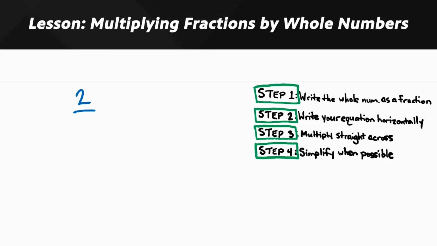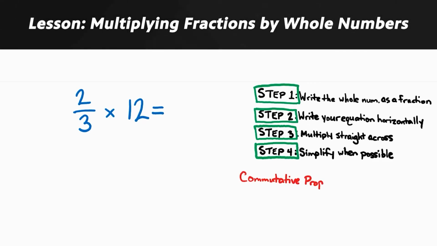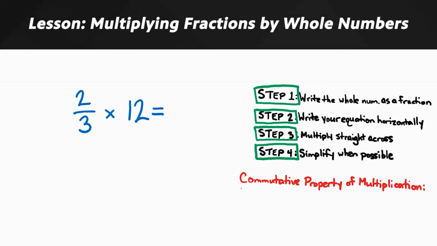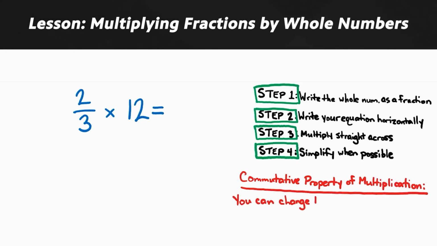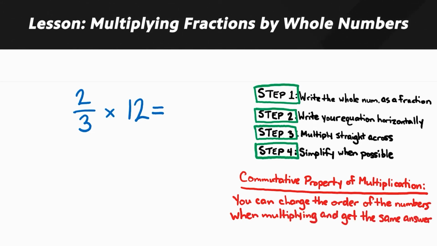Now let's do this one, 2/3 times 12. This time I put the whole number second instead of first. Now there's no need to worry about that because of a little something you learn in school called the commutative property of multiplication. Those fancy long words just mean that I can change the order of the numbers when multiplying and get the exact same answer. So I can put the whole number first or second and it won't change anything.